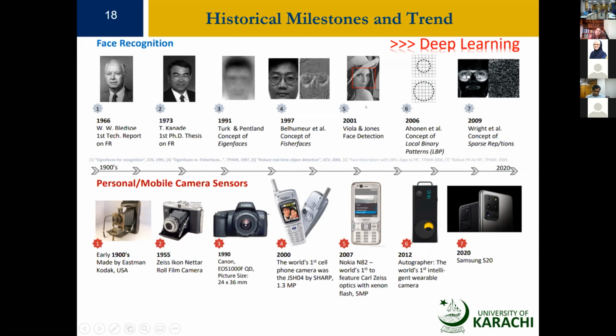And this is the famous Lena. I'm always amazed to see this image. Everywhere it occurs, Lena. So the Viola and Jones face detector is a very popular face detector, and after 5 years, we see local binary patterns in 2006. And again, almost after 3 years, we see the sparse representation of the face, which looks like this, in 2009.